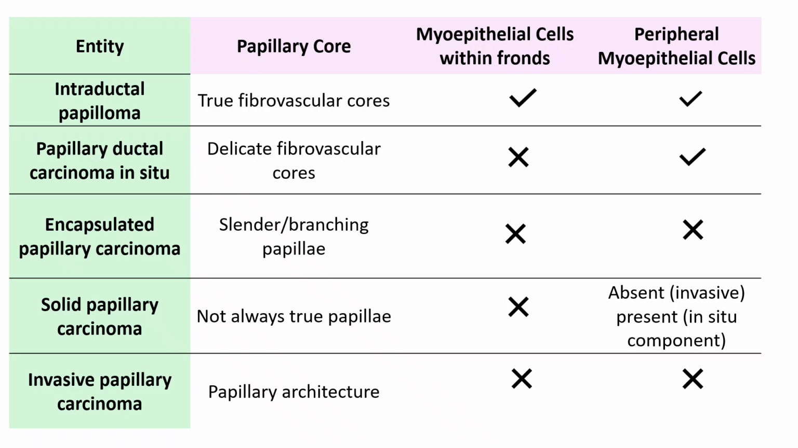This is a summary table showing type of papillae and myoepithelial cell distribution within the fronds and at the periphery, by which we can diagnose whether it is a papilloma or papillary ductal carcinoma in situ or encapsulated papillary carcinoma or solid papillary carcinoma or invasive papillary carcinoma.